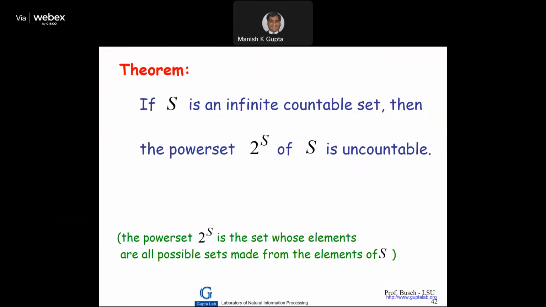If S is an infinite countable set, its power set is not countable, right? So what I'm going to do, I will take the power set, and you know that each element of the power set corresponds to a binary number. I just showed you, right? They are binary numbers. Any question? So I'm going to do the proof right now.